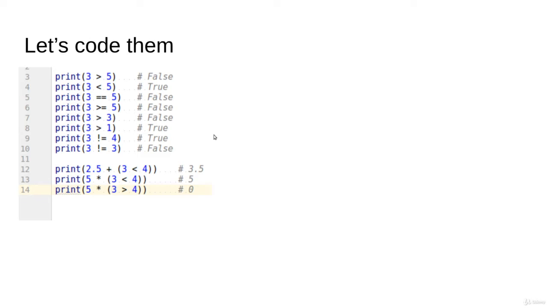You can also make something like 2.5 plus 3 less than 4. 3 less than 4 is true, so the value of true can be evaluated here to 1. 2.5 plus 1 is going to be 3.5. Then 5 times 3 less than 4. 3 less than 4 will be evaluated to true, which is internally like 1. So multiplying with 5 is 5. But here it is 0. So the moral of that is also true is internally like a 1, and false is internally like a 0. So that's why these expressions are adding 1 here or multiplying with 1.